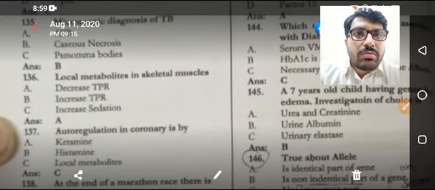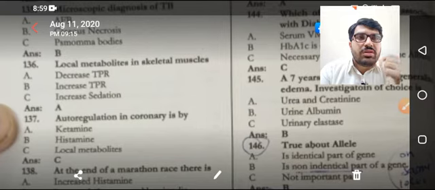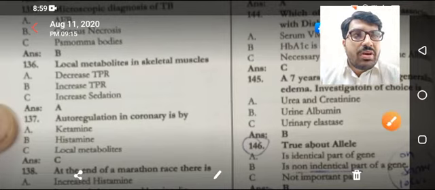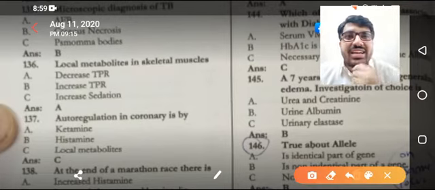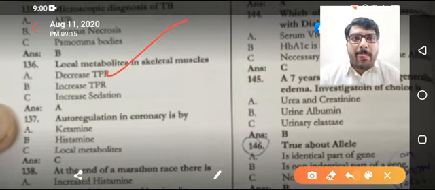How to differentiate between active TB or passive TB? Answer is culture. How to differentiate whether there is drug resistance or not? The answer is DST, drug sensitivity testing. Local metabolite in skeletal muscle decreases total peripheral resistance and increases blood flow.